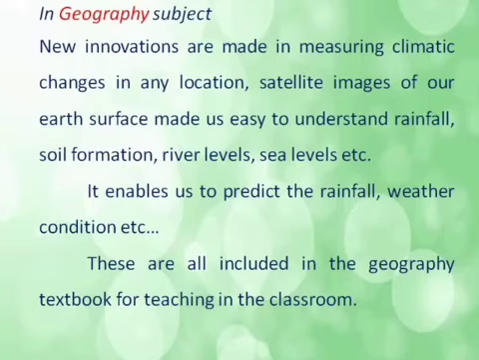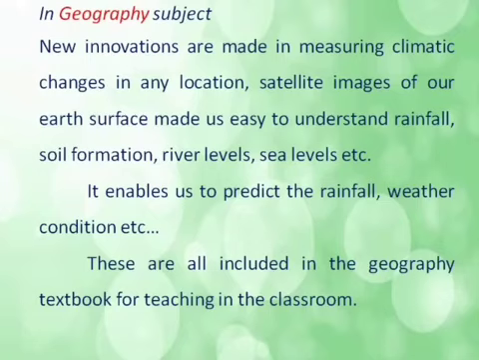The previous point says that the satellite images of our Earth are an innovation. Because of this only, they are predicting the rainfall. Maybe the rainfall will be there in this location, the weather condition will be like this in that location. So this helps us to predict the rainfall, weather conditions, etc. These are all the things included in the geography textbook for teaching in the classroom. Right. So what changes are added in the geography subject? The climatic changes, and the new innovations made in measuring climatic changes, have been included.